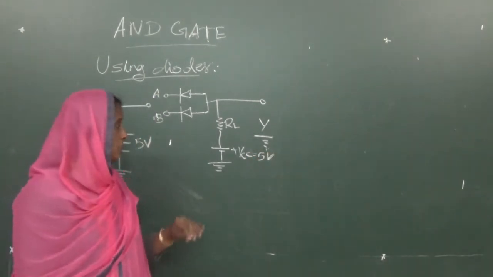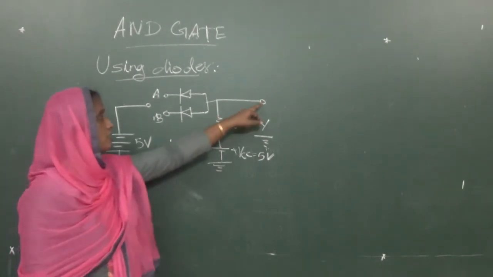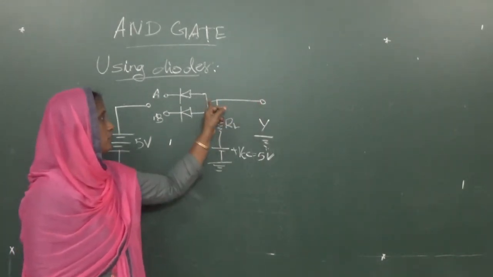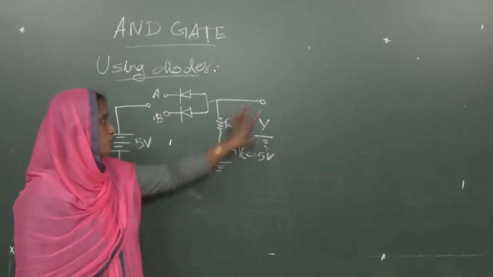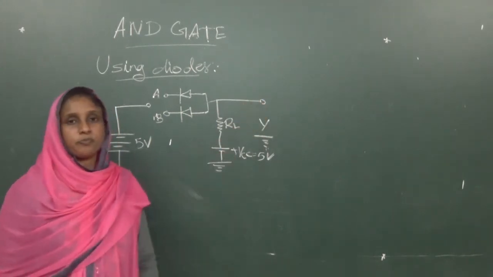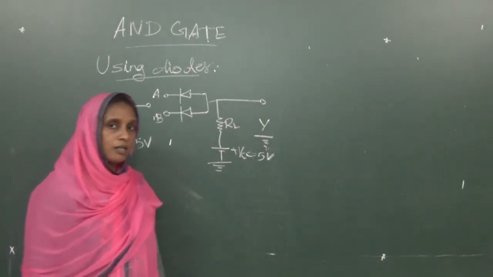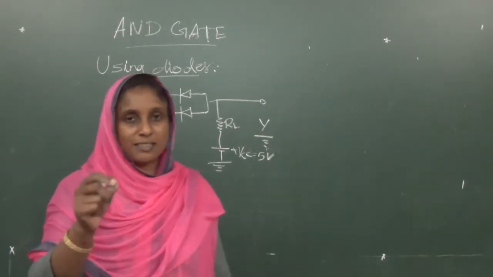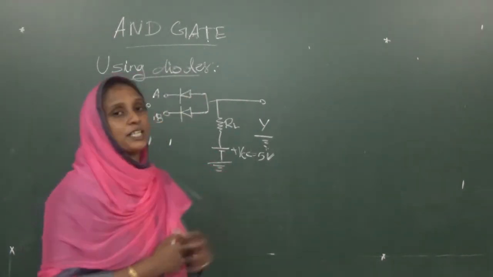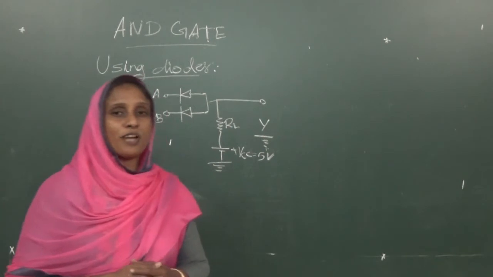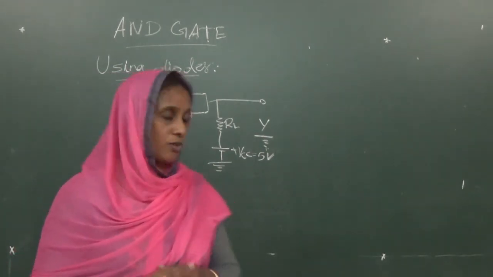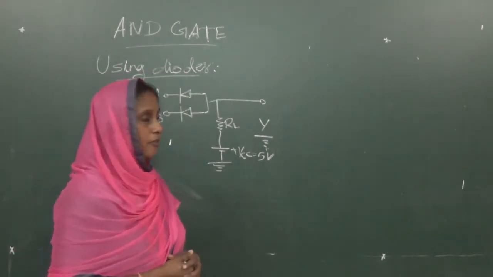Now we measure the output across this junction. This point and ground, this is the output. Now we have to check whether this circuit satisfies the truth table of the AND gate. For that we will try one by one.